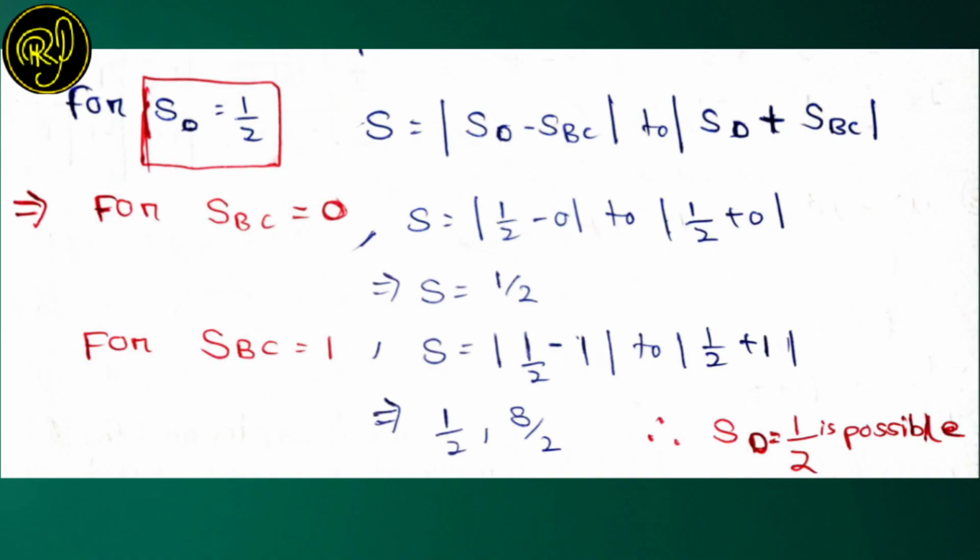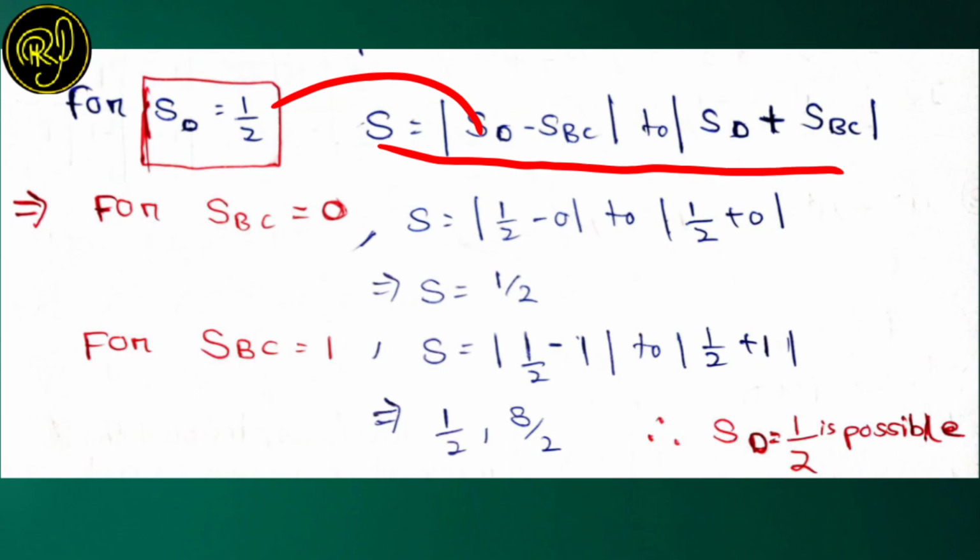So in place of SD you simply put half. SBC was 0 or 1. First I will put 0 in place of SBC, then I will put 1. Our resultant spin S is given as SD minus SBC to SD plus SBC. So for SBC equal to 0, our spin is half minus 0 to half plus 0, that is from half to half. So S is equal to half. This is a good result that we have got.